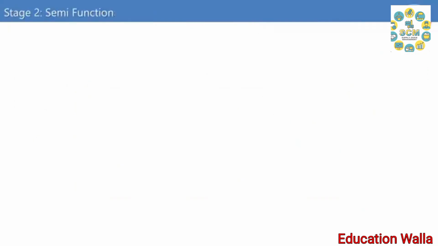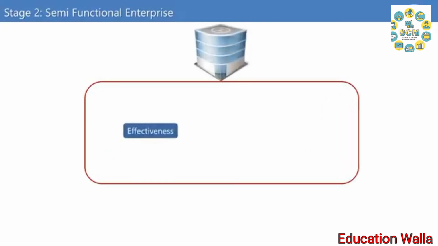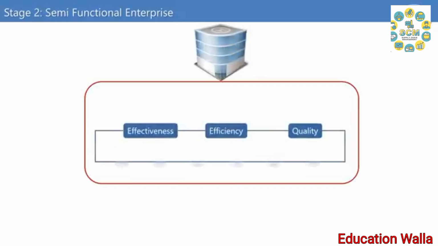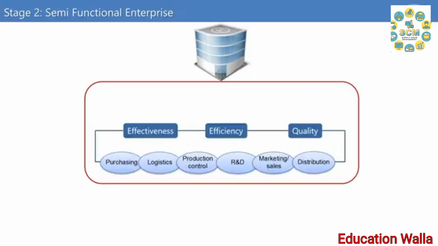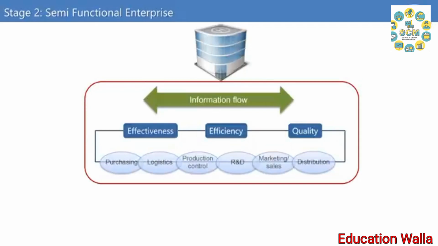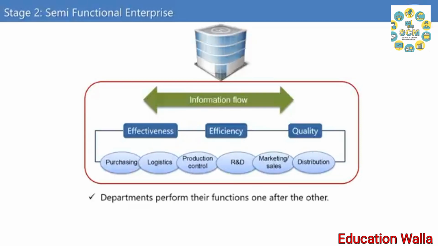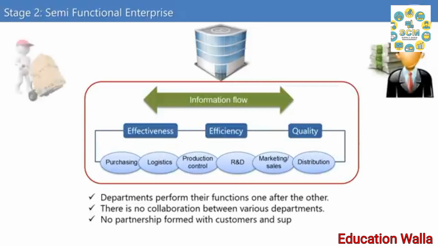Stage 2. Semi-functional enterprise. At this stage, the nucleus organization begins to improve effectiveness, efficiency, and quality within functional areas. As explained in the exhibit below, information flow has been improved and functional areas have been defined. However, departments perform their functions one after the other. There is no collaboration between various departments and no partnership formed with customers and suppliers.